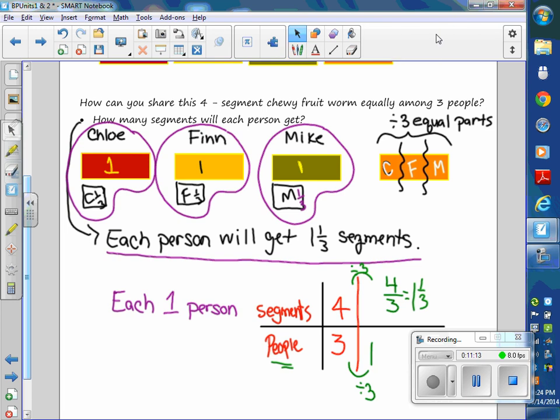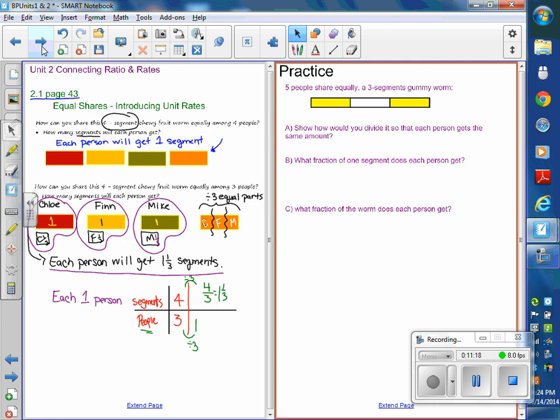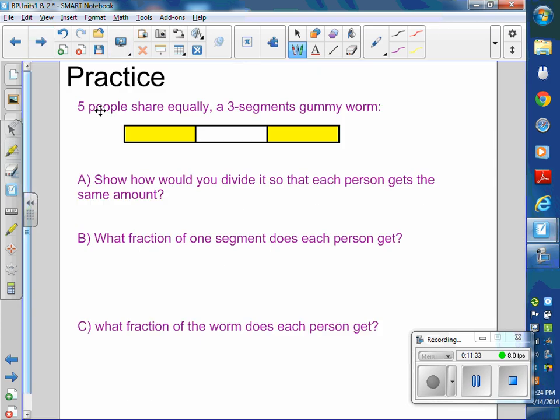Let's try a practice problem. Okay, 5 people share equally a 3-segment gummy worm. So we're going to try a practice problem here. Part A, same idea. Show how you would divide it so that each person gets the same amount. Well, I have to break this into 5 parts where they shared equally.